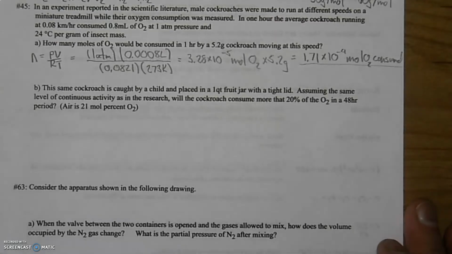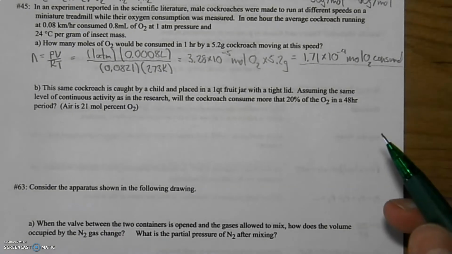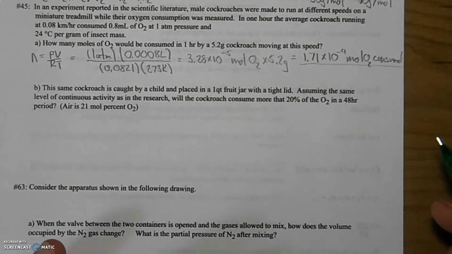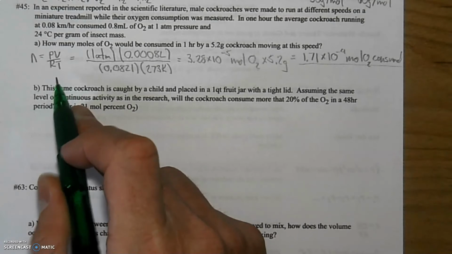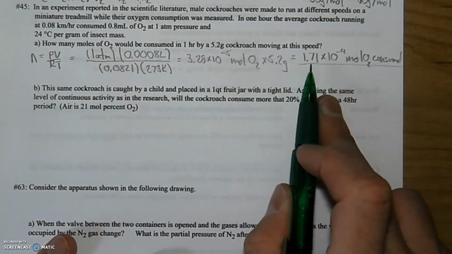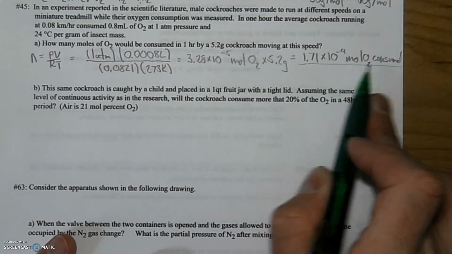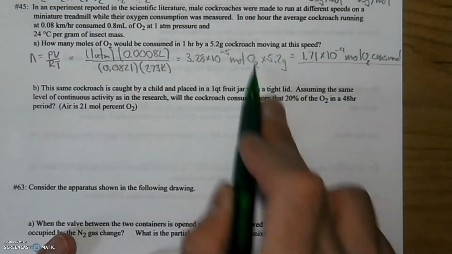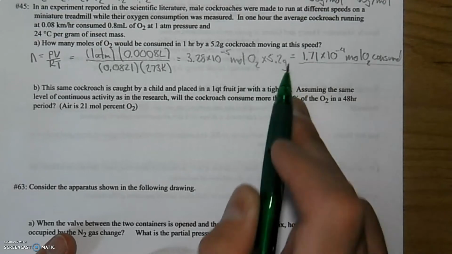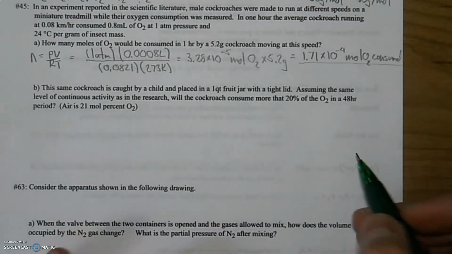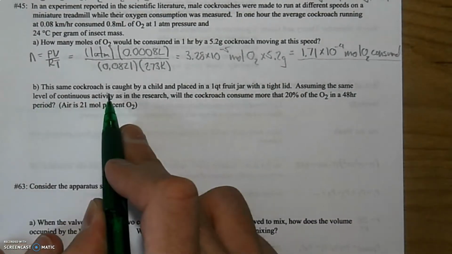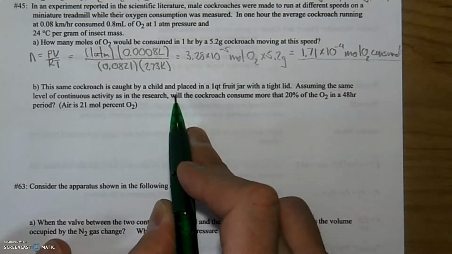All right, we're going to start off looking at part B to the question we were working on in the previous lecture. We had a little cockroach that we figured out its respiration rate: this many moles of oxygen consumed over this many grams of our cockroach. So we're still dealing, I believe, with the same cockroach.